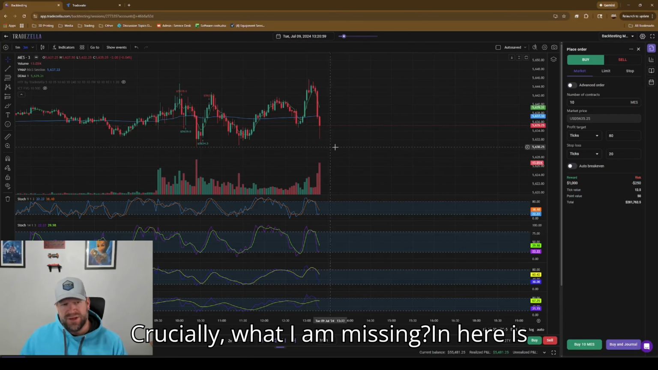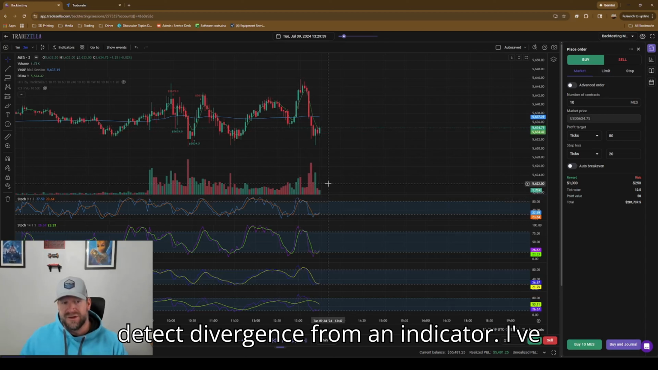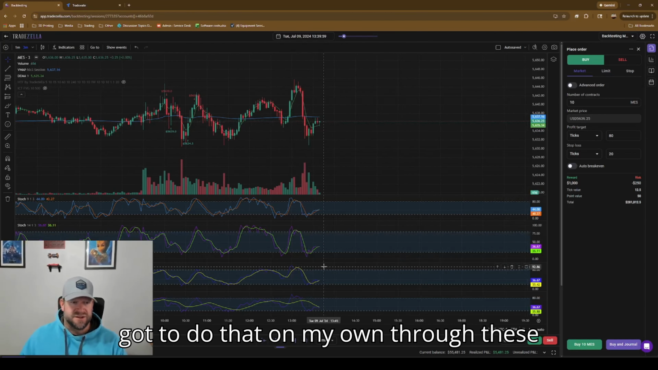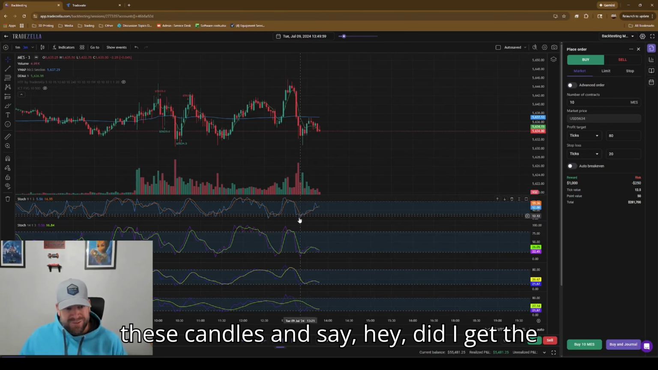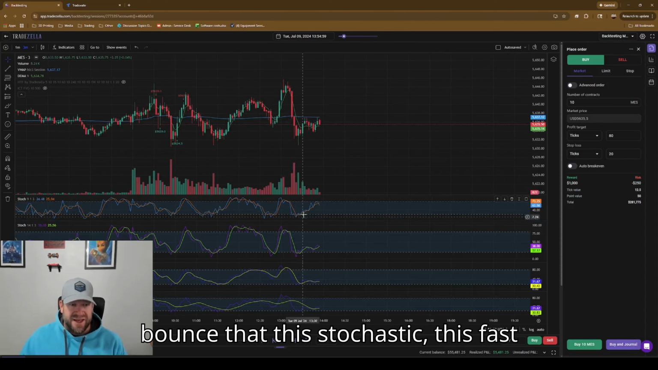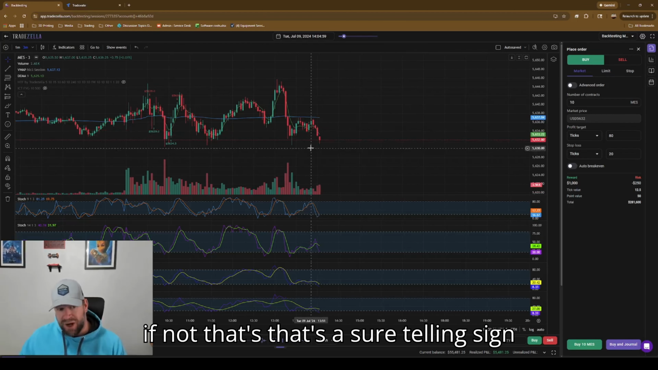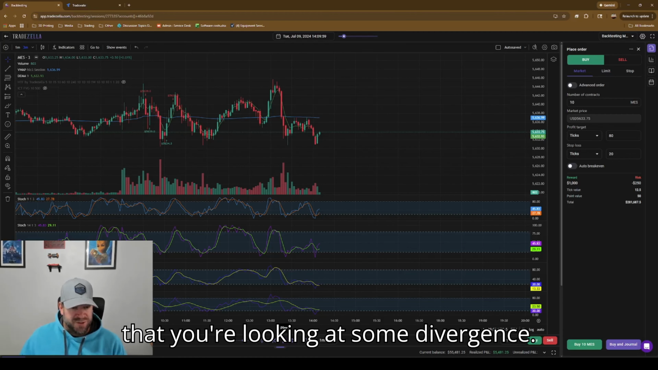Crucially, what I am missing in here is divergence, right? I don't have a way to detect divergence from an indicator. I've got to do that on my own through these stochastics. So you have to kind of watch these candles and say, did I get the bounce that this fast stochastic shows on these candlesticks? And if not, that's a sure telling sign that you're looking at some divergence.